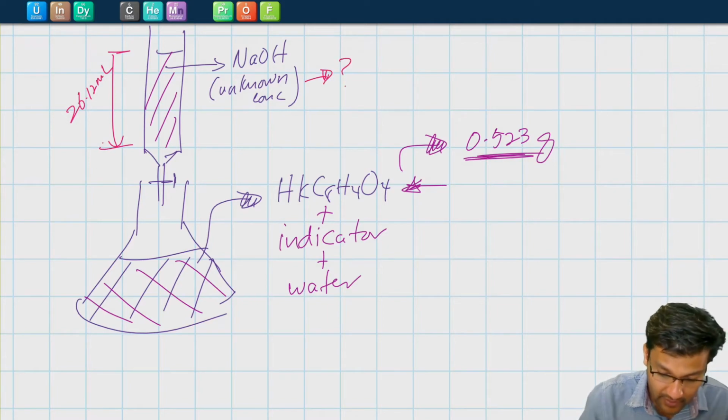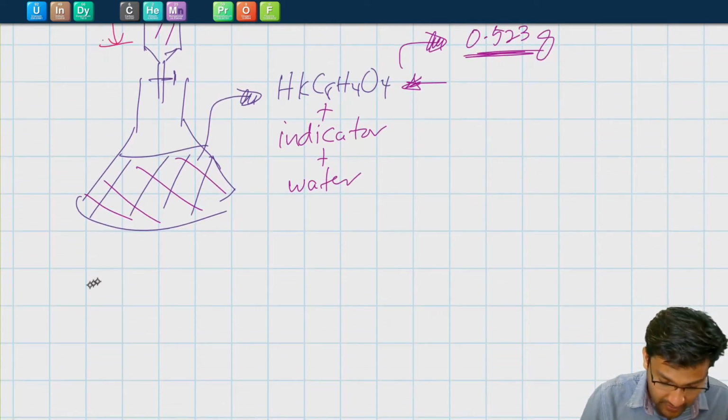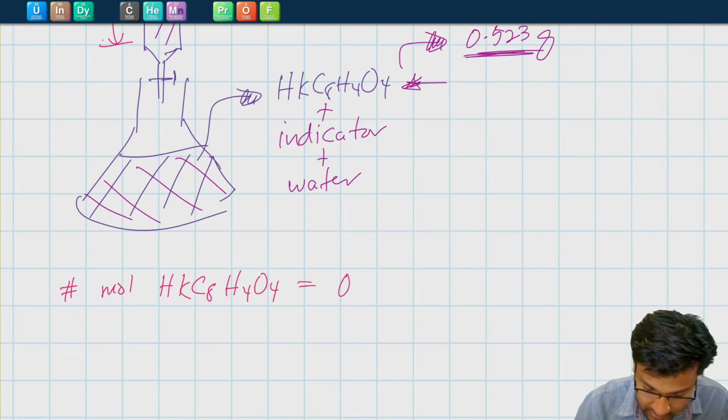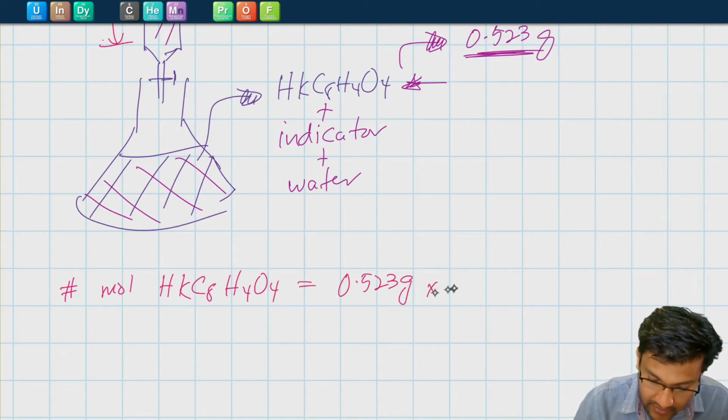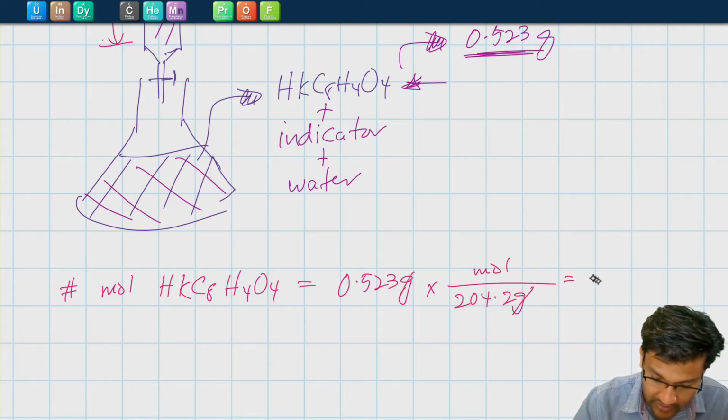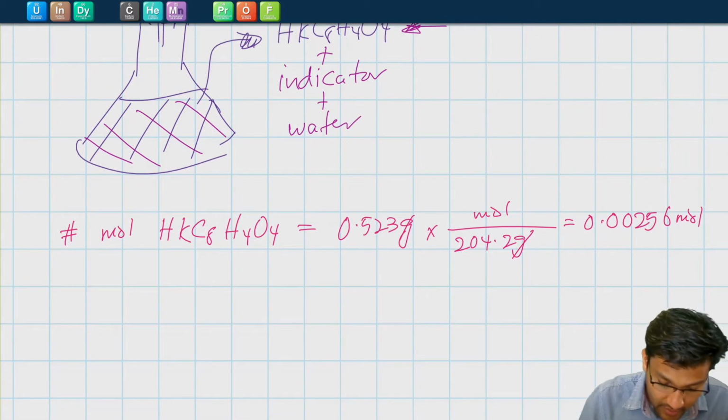Let's figure that out. Well, the first thing we need to do is figure out how many moles of the acid we have. So HKC8H4O4, and we do that by using the mass 0.523 divided by the molar mass. The molar mass of this acid is 204.2 grams per mole. And so the number of moles of this acid that we have is 0.00256 moles. That's all good, but we need to figure out how many moles of NaOH we have.